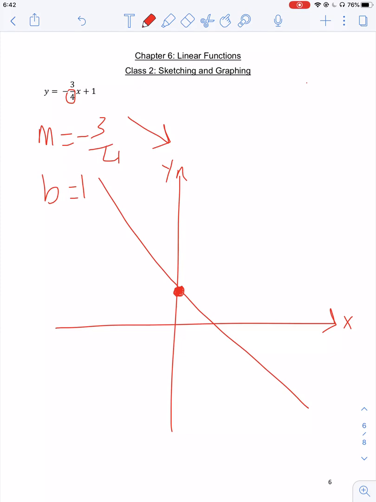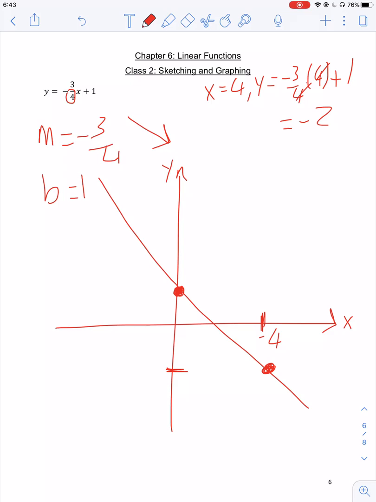So let's do the calculations maybe over here. So when x is equal to 4, let's find out the y value. So y will just equal -3/4 times 4 plus 1. So the 4s, you see, will cancel, which is why it makes sense to scale your graph in multiples of 4. So -3 plus 1 is -2. So that means that when my x value is equal to 4, my y value will be -2.